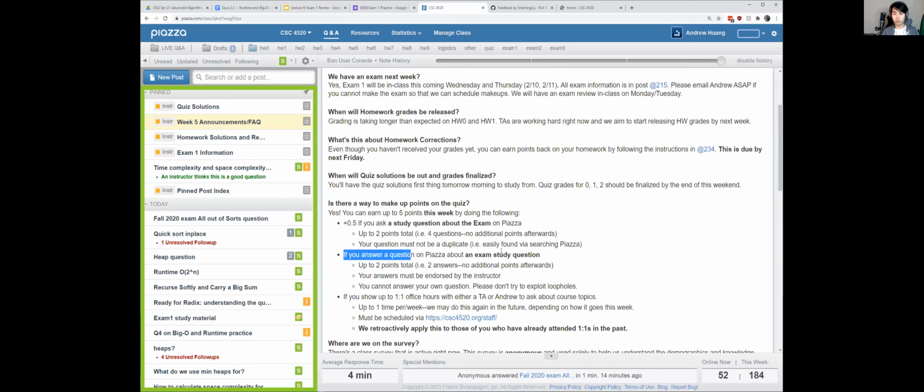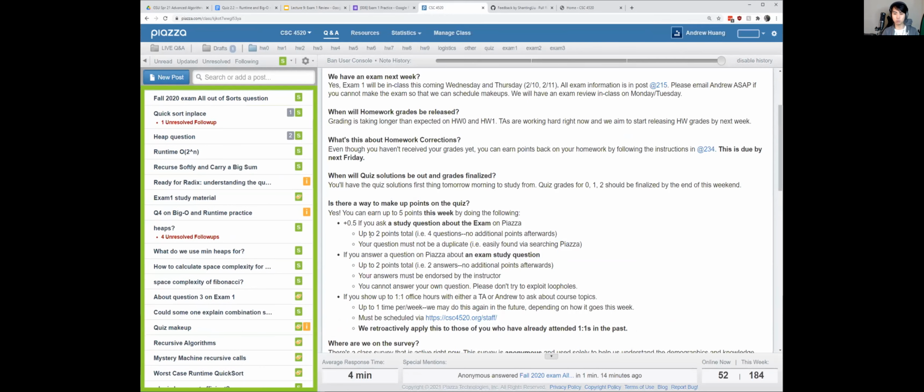If you want to answer questions on Piazza for the exam, you can see that there's a lot of posts that have been made, and this is why. You can earn up to 2 points back by answering 2 questions. You won't get any points after answering these. Your answer must be endorsed by an instructor, and you cannot answer your own question, right? Try not to do loopholes here.